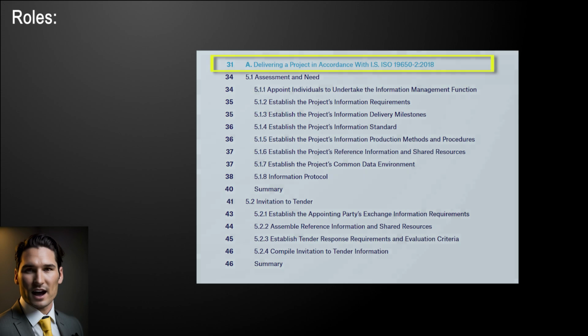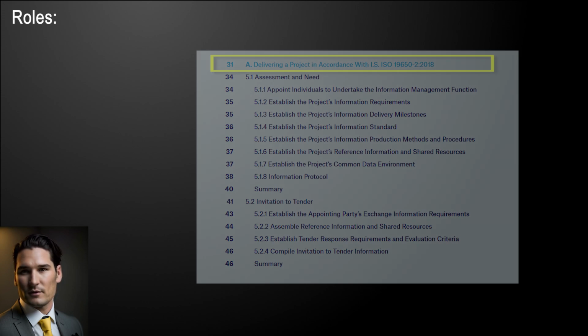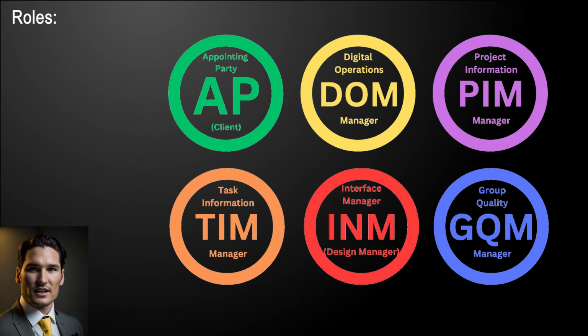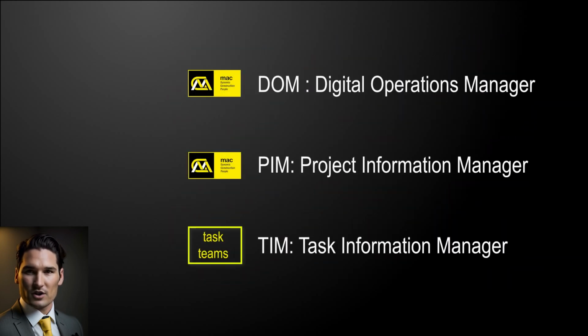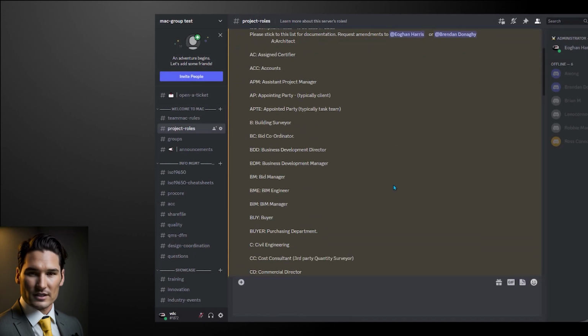First, MAC appoint roles to individuals. As well as the traditional roles, members are also required to undertake the information management function. A digital operations manager oversees company implementation. A project information manager will manage at the project level, and each task team or subcontractor should have a task information manager. Here we see MAC's role database.